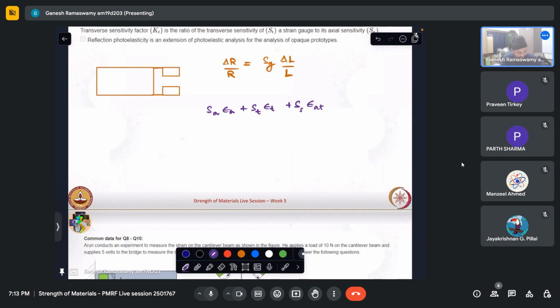But what happens is when I have a wire like this, I'll just briefly explain what this is. So this is how my grid will be connected.